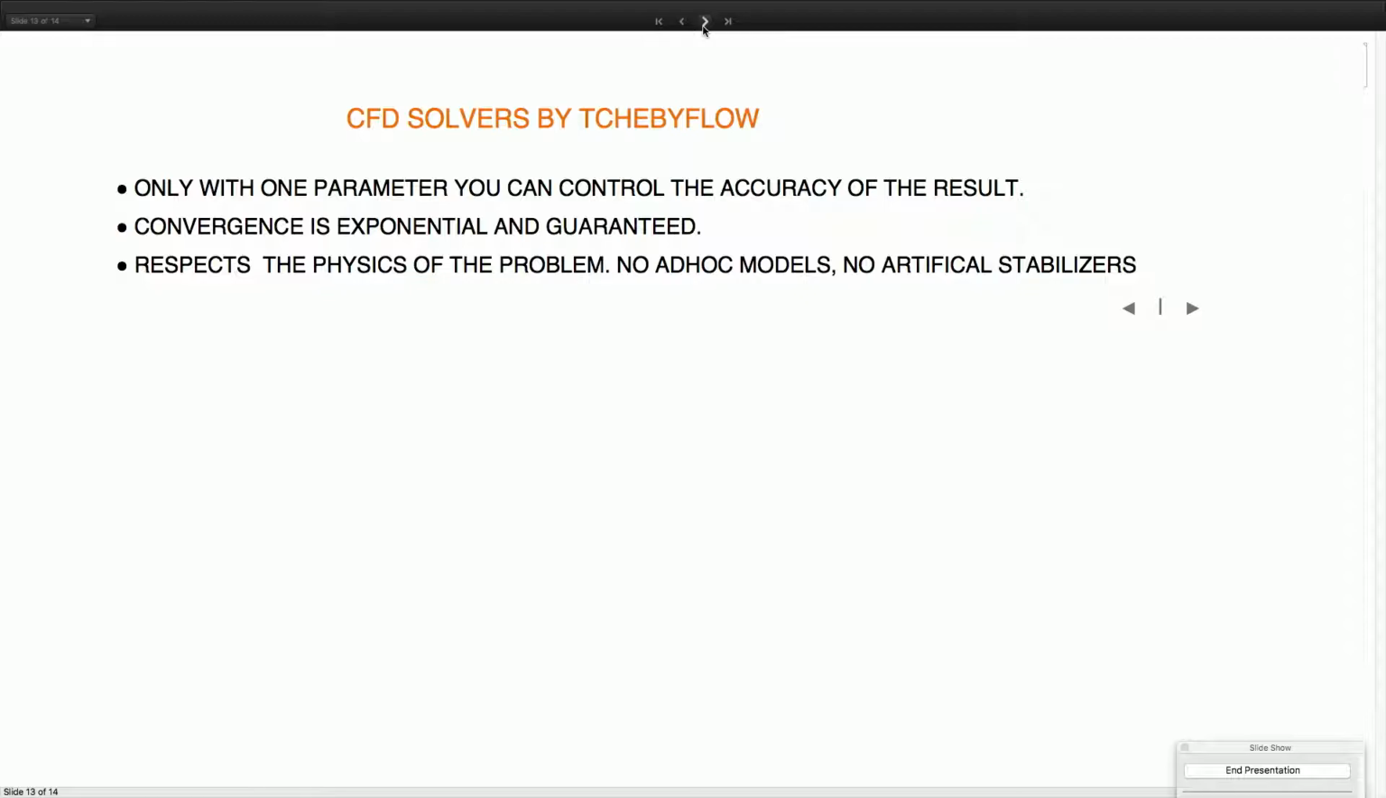And we are guaranteeing exponential convergence. It is guaranteed. And we respect the physics of the problem, meaning that if you have an experiment, and you give me the exact boundary conditions from your experiment, you will see on your computer exactly what you see in your experiment. That is really important, because we are not using any ad hoc models such as turbulence models, or any stabilizers to keep the solution stable. So it is respecting the physics of the problem.